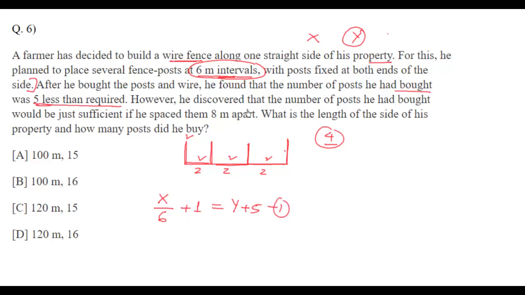Similarly, here it says that had he changed his plan and made the space 8 meters apart, he discovered that the number of posts he bought would be just sufficient. That means if the interval is 8 meters, x divided by 8 is the number of intervals, plus 1 will be the number of poles. This is exactly the number of poles which he bought. So this is equation number 2. We have to solve equations 1 and 2 to get the answer. On solving, we'll get option D as the answer.